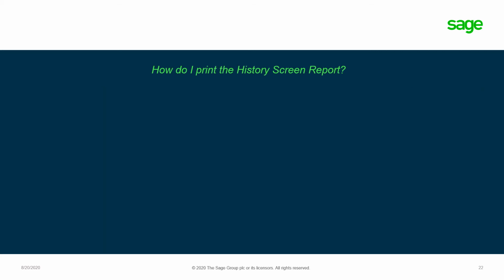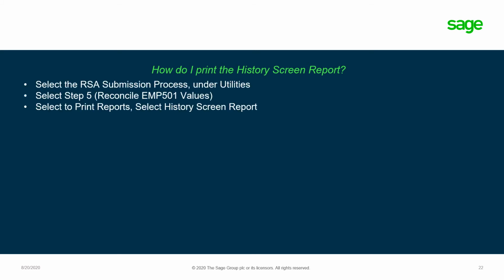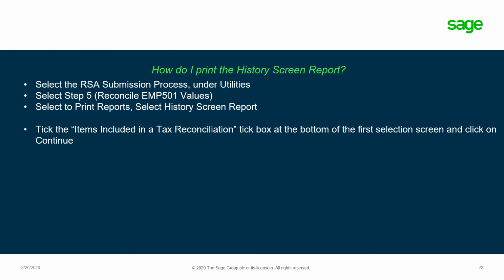How do I print the history screen report? Select the RSA submission process under Utilities. Select Step 5. Select to print reports. Select the history screen report.